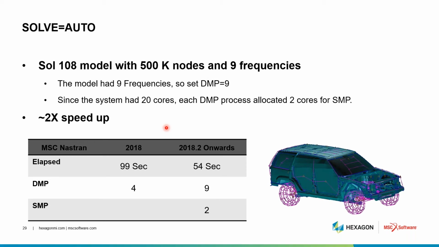So here are some comparisons for SOLVE equals AUTO. A solution 108 model with 500K nodes and 9 frequencies. It set DMP equals 9, and since the system had 20 cores, each DMP process was allocated 2 cores for SMP, and we were able to achieve a 2 times speed up. I should mention SOLVE equals AUTO enhancements have been made since version 2018.2, and ever since we have made it even better. So all the versions from 2018.2 onwards have the 2x speed up.